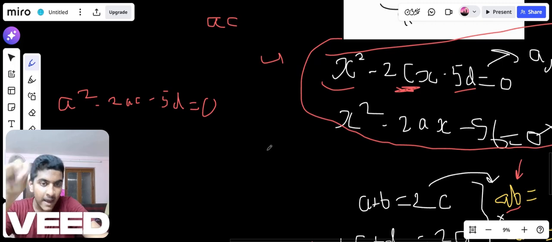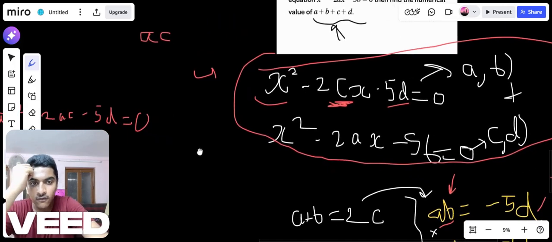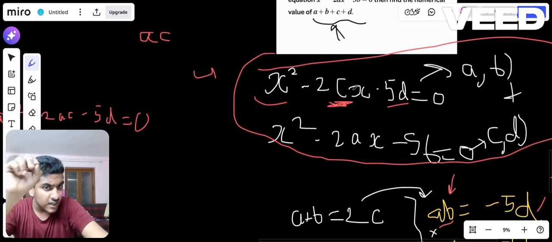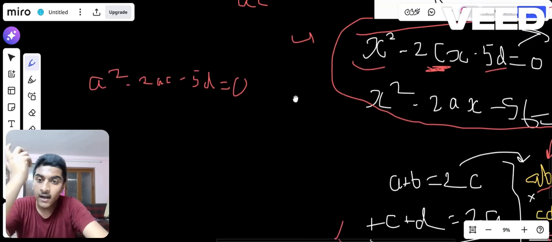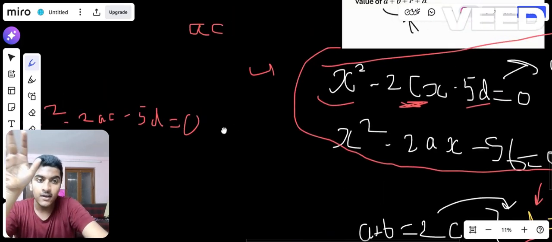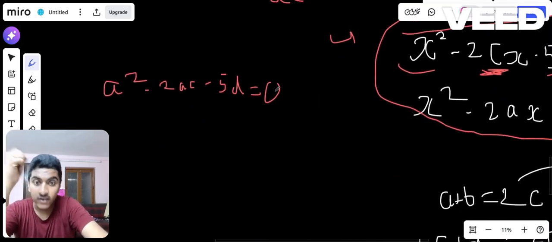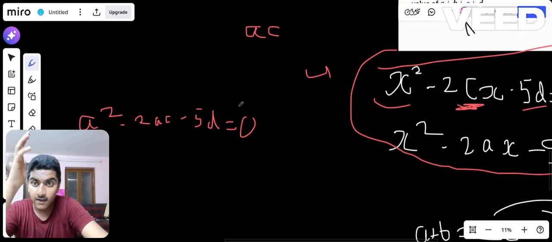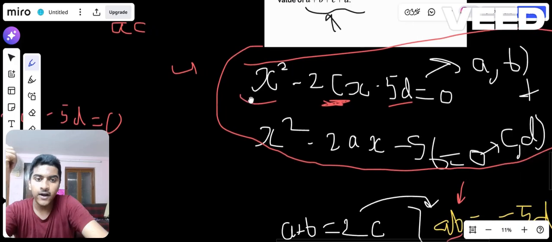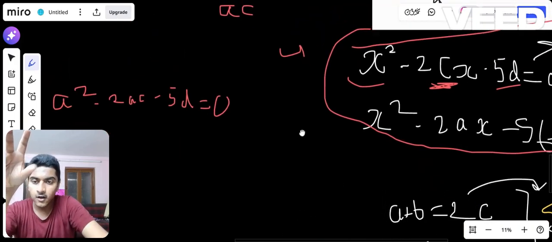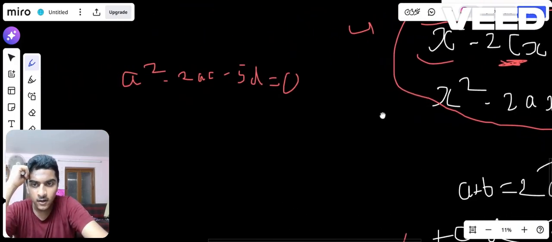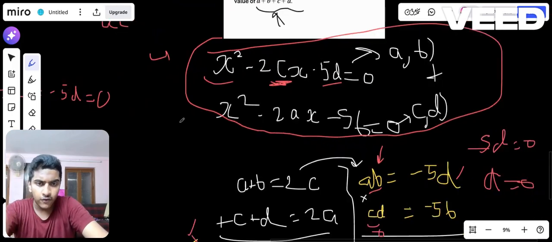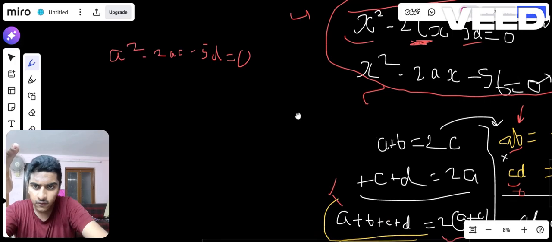So when you are back again to the quadratic equation, you will see that A and B are roots. Why are we especially putting A only and not B? Again, we know the value of AC. That's why we try to create what we already know. That is also a fundamental idea. So x square minus 2AC minus 5D equal to 0, right? So for this equation, put C in here. So what would it give?